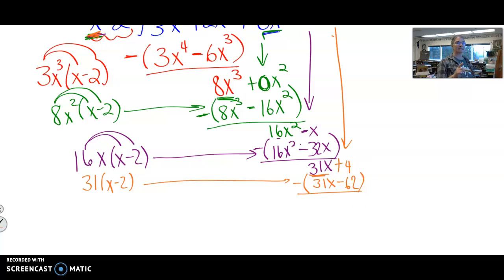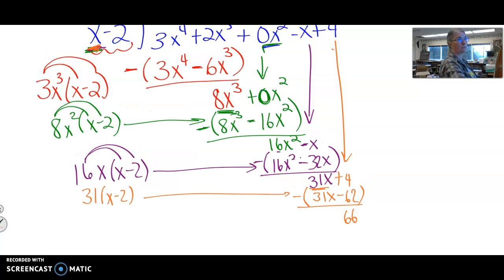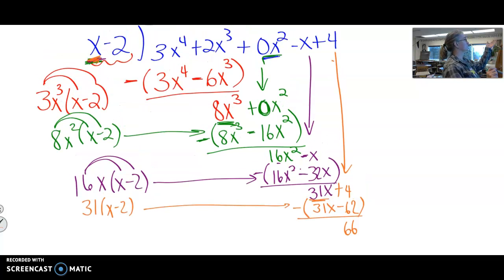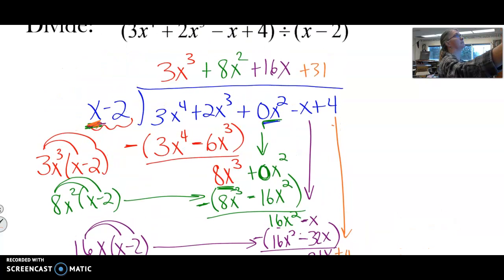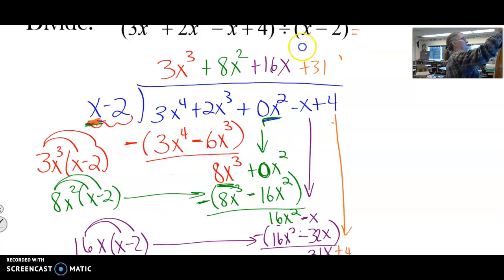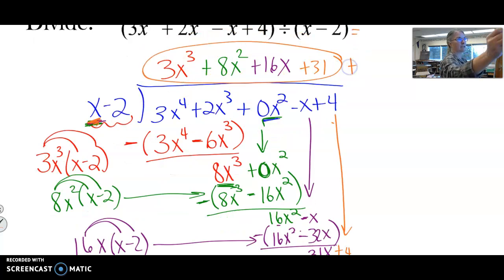All right, so then we're going to subtract these terms. So 4 minus a negative 62, again, we add the 62. So 4 plus 62 is 66. And this 31x minus 31x is 0. Now there's no x left, and so we can't multiply anything x by anything to get 66. We'd have to actually divide. So this right here is our remainder. And so the answer to this division problem is our quotient, which is this, plus the remainder, which was 66, over the divisor.